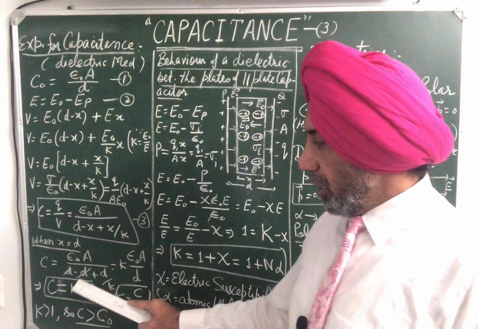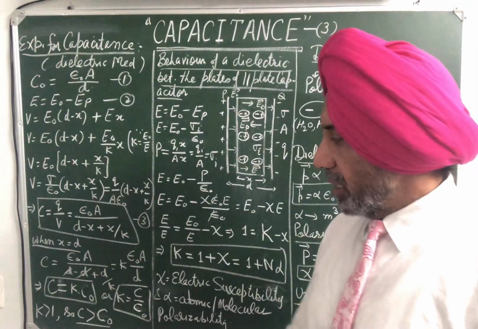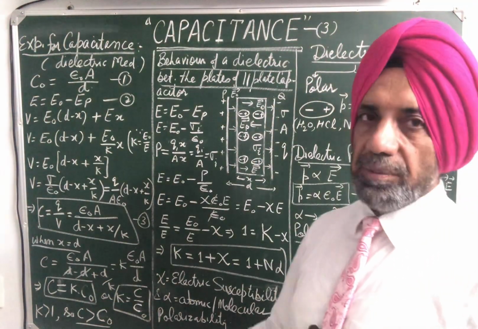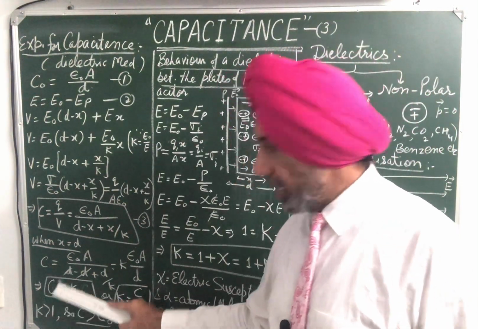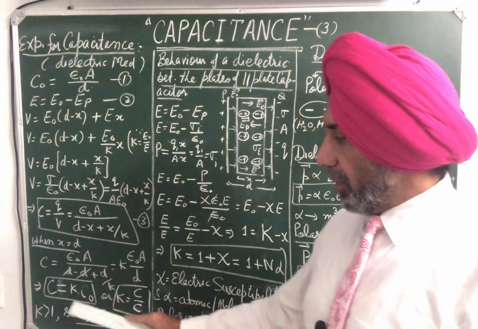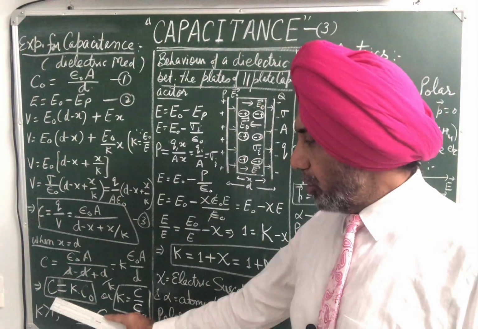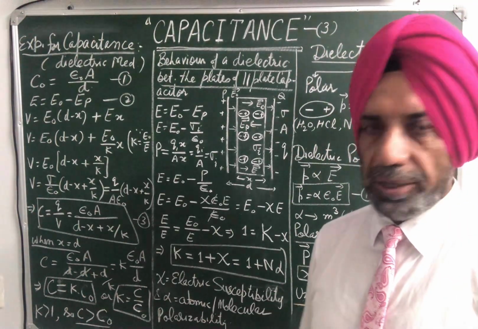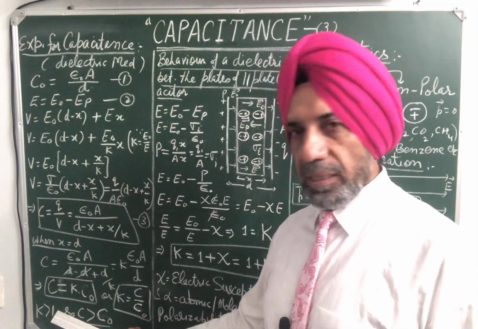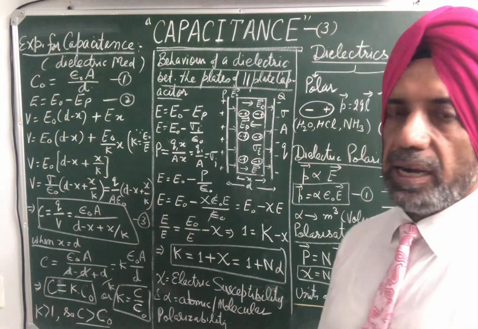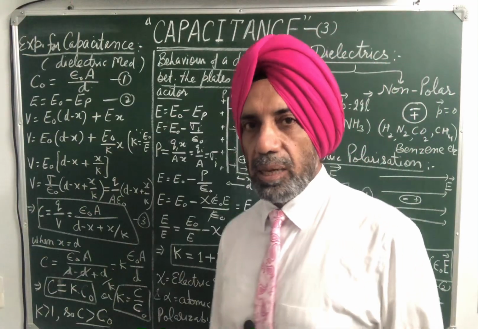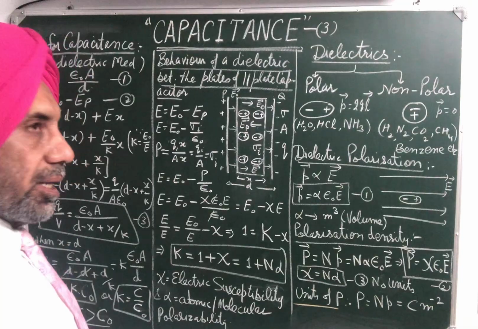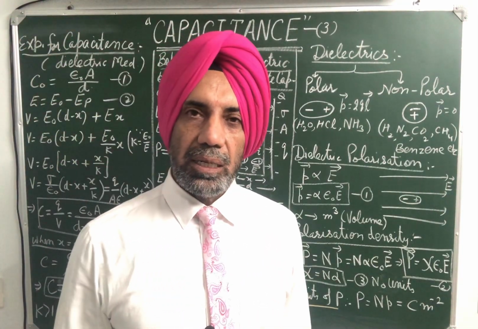C naught is the capacity of the air capacitor. C is the capacity of the capacitor when a dielectric slab having dielectric constant K is introduced between the plates. So C is equal to K C naught, or K is equal to C upon C naught. So as K is greater than 1, C will always be greater than C naught. It means by introducing a dielectric slab, we can increase the capacitance of the capacitor.